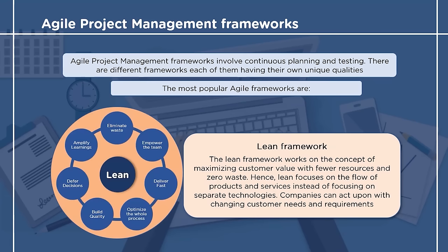The lean framework works on the principle of providing maximum customer value and creating zero waste. It focuses on optimizing the flow of products all through the value stream. This helps in eliminating waste all through the process and creating processes that require less human effort. This also simplifies the process of information management and makes it more accurate.